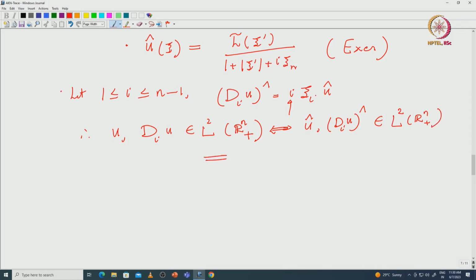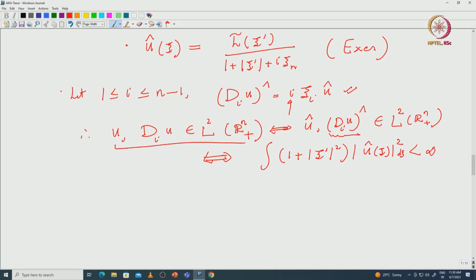And this is equivalent to the following, which you write down in terms of psi and u hat. Using this, you will get the integral of 1 plus mod psi prime, psi_n will not come there, modulus of u hat of psi, squared, is finite. That is what you want to prove. Okay. So, you will get that one. So, this is what you are proving.